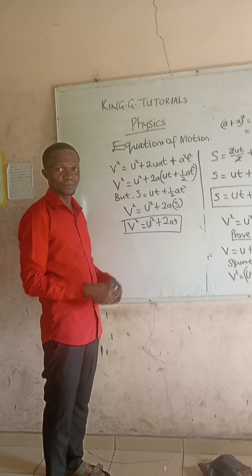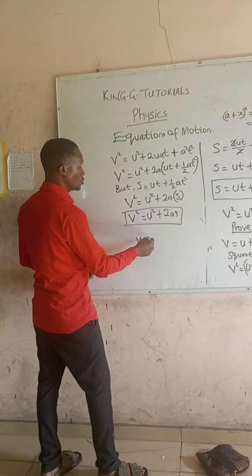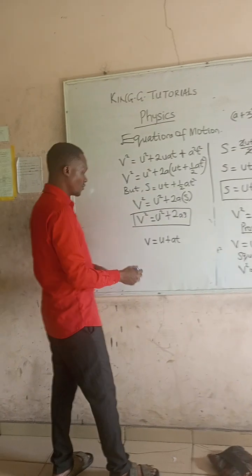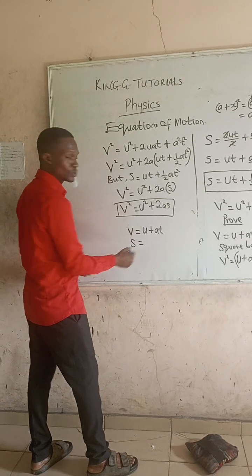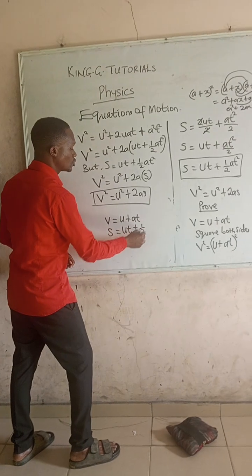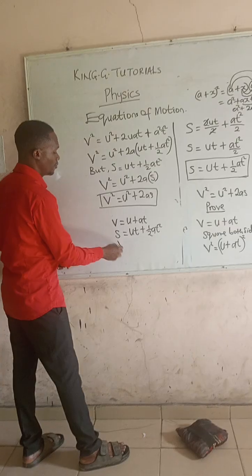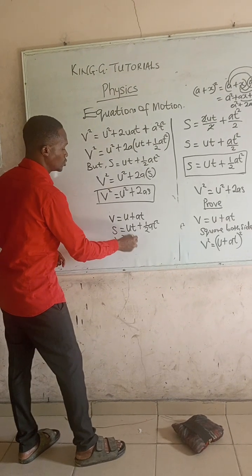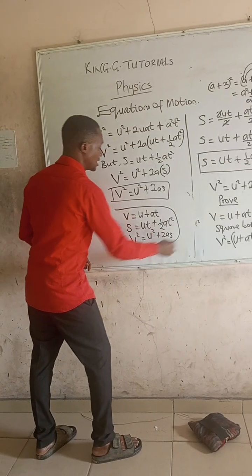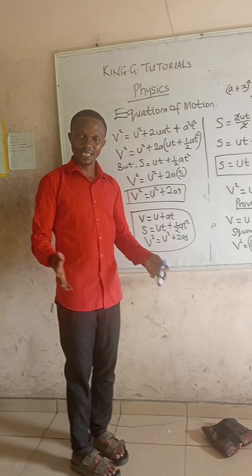We are not just to get them. So we are proving that v, being final velocity, is equal to u plus at. And we are also proving that s is equal to ut plus 1 over 2 at squared, equation of motion. And finally, we are proving that v squared is equal to u squared plus 2as. Don't forget this formula for your equation of accelerated motion.